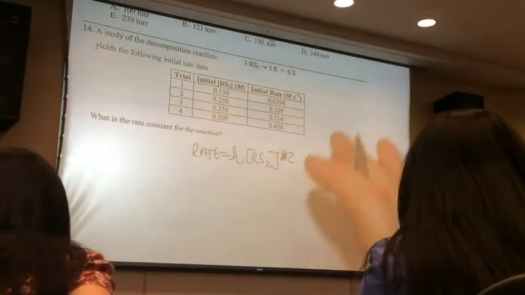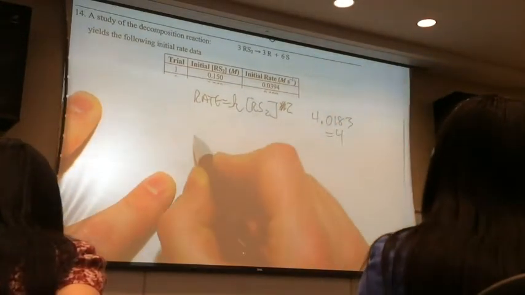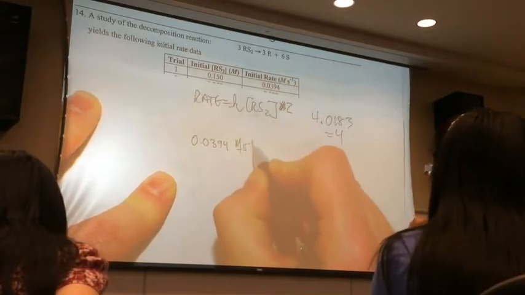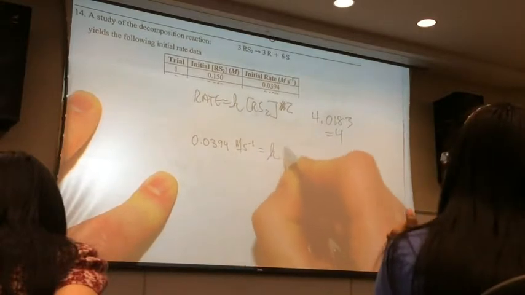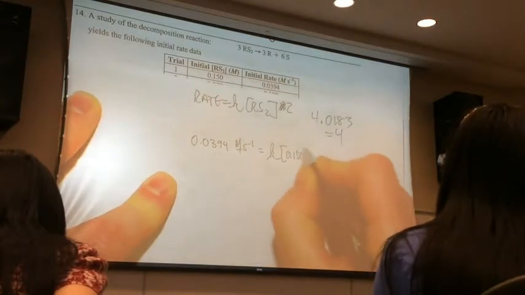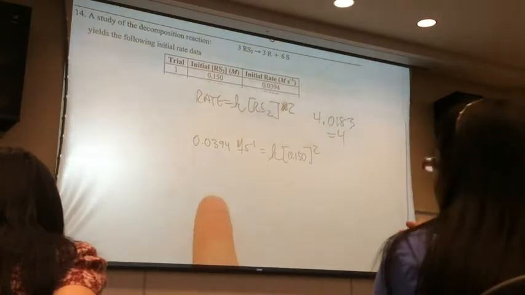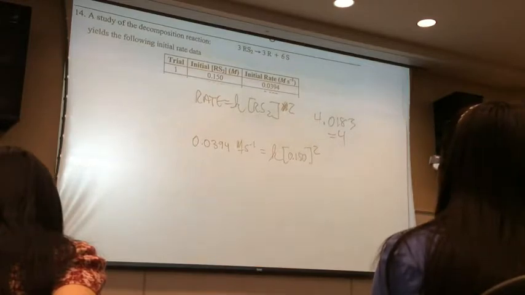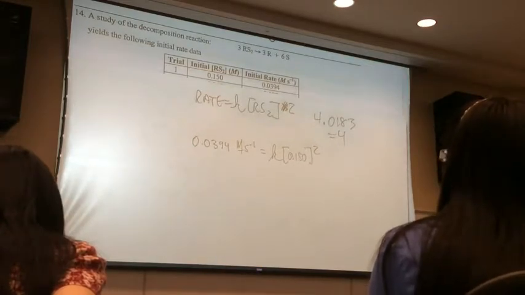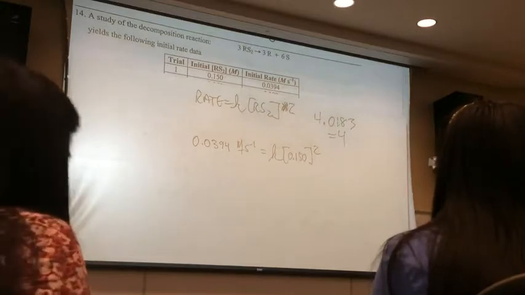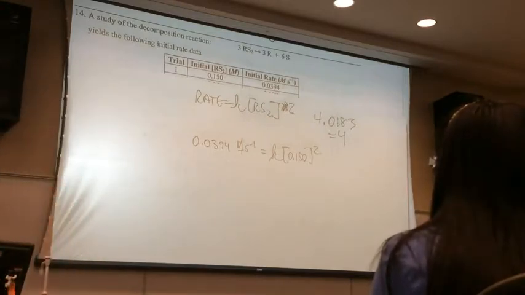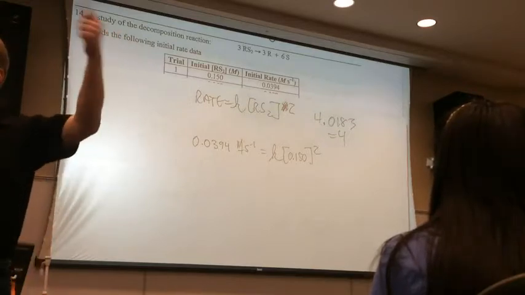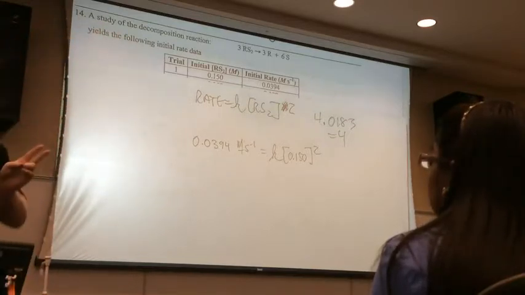So now we just take any one of these experiments. Let's take this one. 0.0394 molar per second equals K times 0.150 squared. Solve for K, right? Just rearrange this and solve for K. I can go through and do that, but you see how to do it, right? You just crank through. What are the units on K going to be? This is a second order reaction. So what are the units on K going to be? It's going to be inverse molar, inverse seconds: molar minus 1, seconds minus 1.